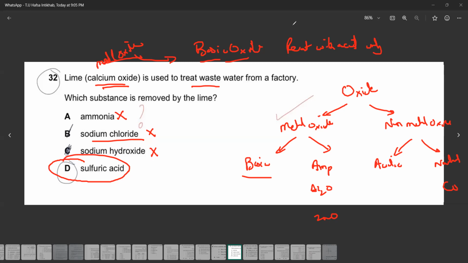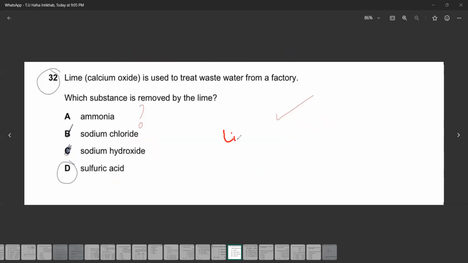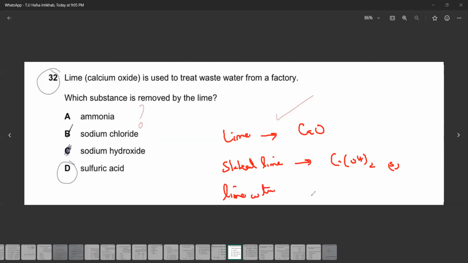You should know these terms. When they use the term lime, lime means calcium oxide. When they use the term slaked lime, it means calcium hydroxide, but in a solid state. And when they use the term lime water, this is also calcium hydroxide, but in aqueous state. And limestone is calcium carbonate, CaCO3.